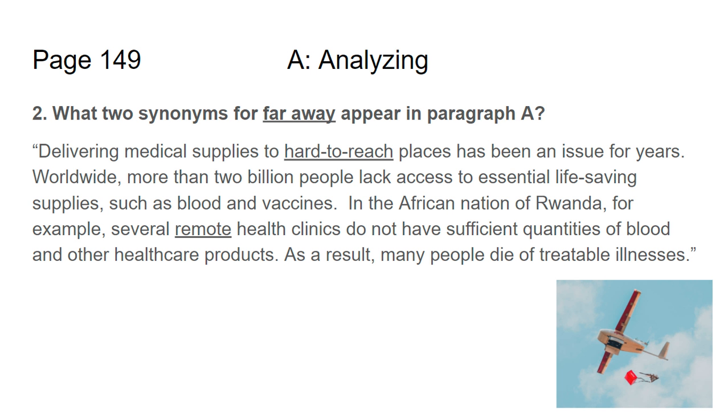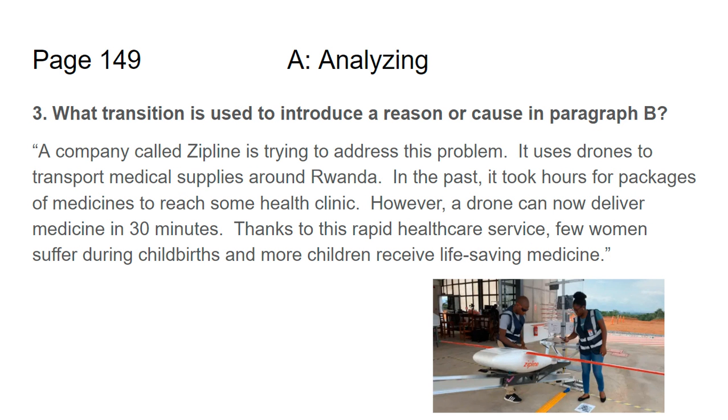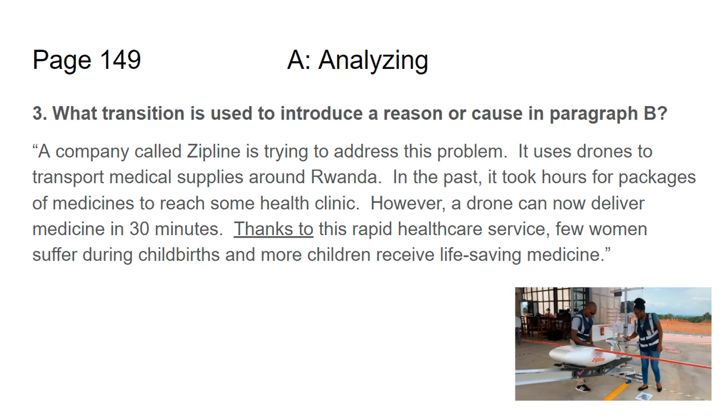Synonyms have the same meaning as far away. Okay, number 3, what transition is used to introduce a reason or cause in paragraph B? And we just talked about that one. Thanks to this rapid healthcare service, because of, as a result of. We have this healthcare service, therefore, now fewer women are suffering and more children are getting their medicine. So this is cause and effect. Thanks to my new coat, I am warm when I go outside. That would be another example.